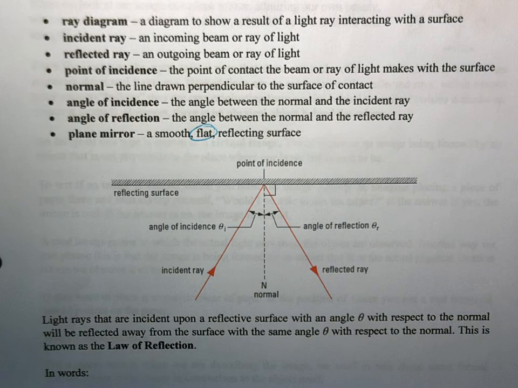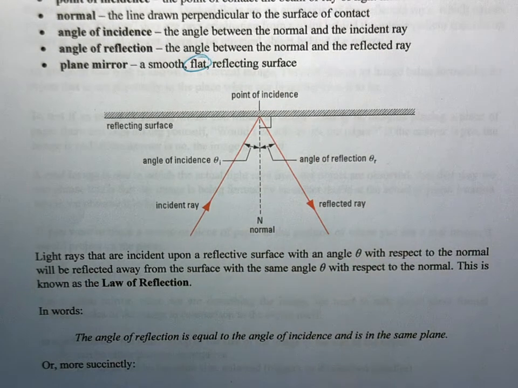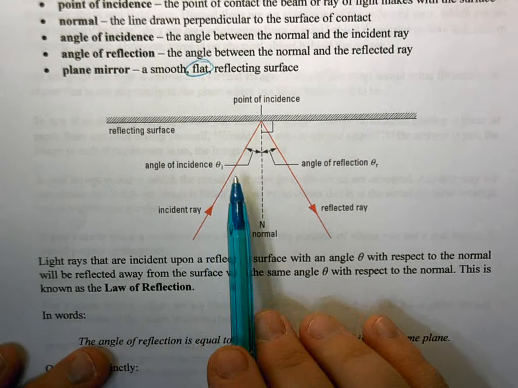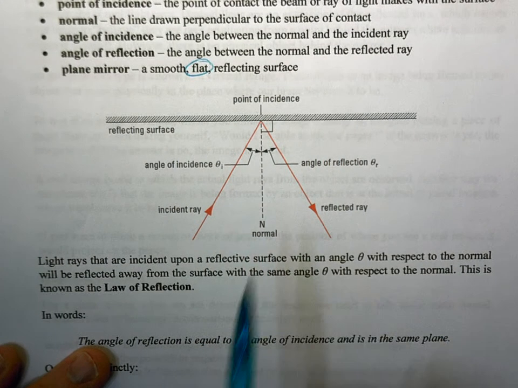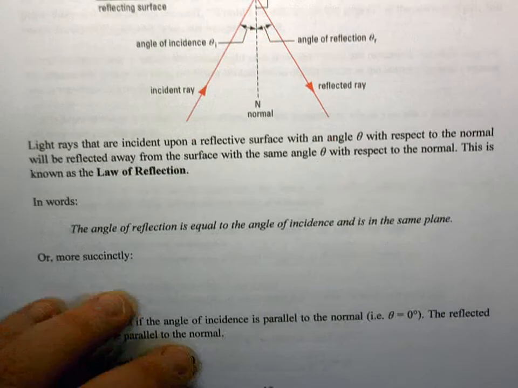Now, we know from our studies, probably in science 7, 8, or 9, somewhere in junior high, that the angle of incidence is going to equal the angle of reflection. So that angle of incidence with respect to the normal is going to equal our angle of reflection with respect to the normal. This is known as the law of reflection.